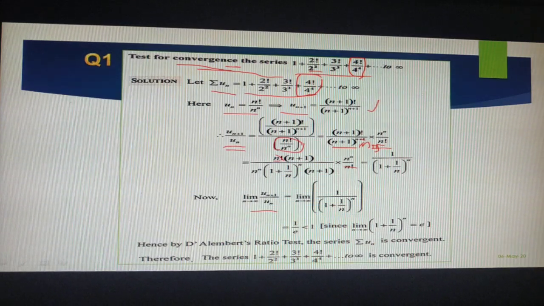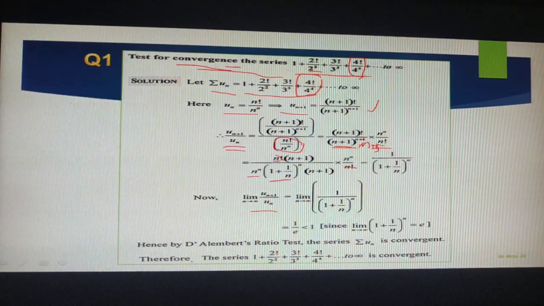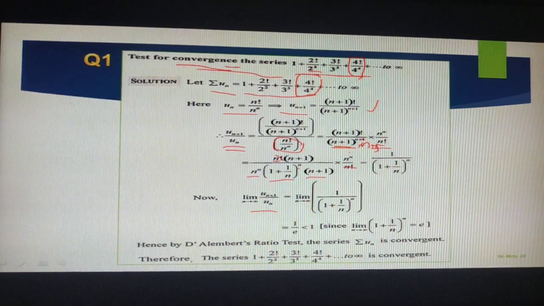From this n plus 1 whole to the power of n, I can take n as a common, so that I will get n power n here. And what is the term in the bracket? 1 plus 1 by n will be there, because we have taken n as a common, so whole to the power of n. Of course this plus 1 I have written as the numerator, this power plus 1 I have written as n plus 1, right?